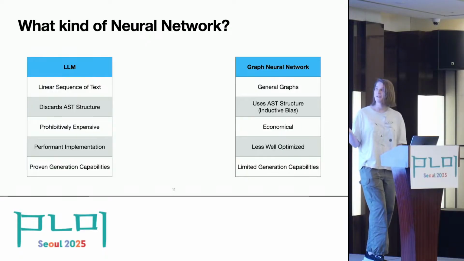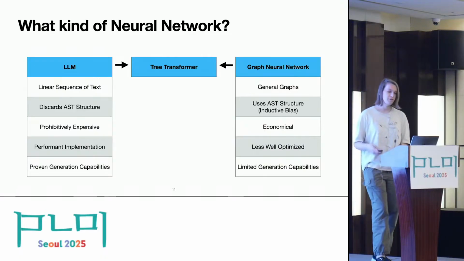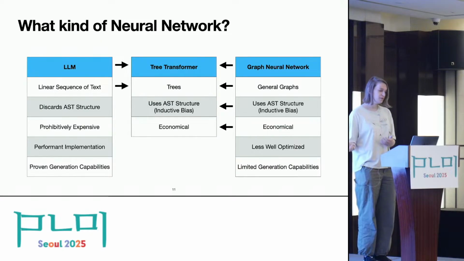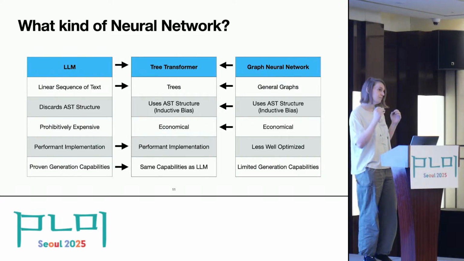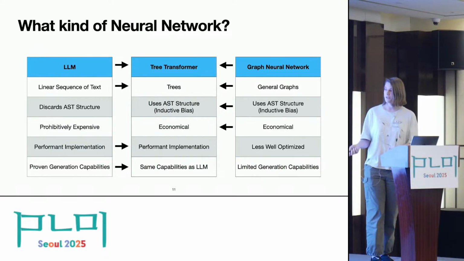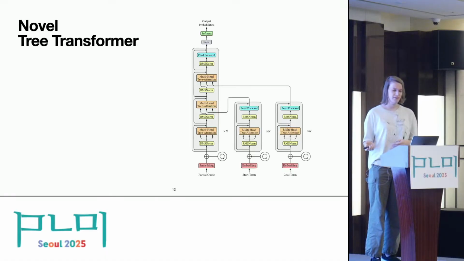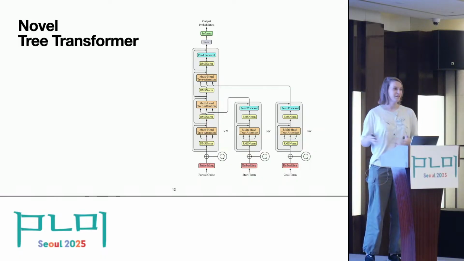So what we've done is come up with something that lives in the middle, what we call a tree transformer, building on prior work, that works on trees, uses the AST structure, should be economical to run, but uses some performant components from existing transformer and LLM architectures, and also has a similar generational capacity. So we call it a tree transformer, and here's the pretty picture for it. I'm certain everyone understands it, and I have to explain nothing.